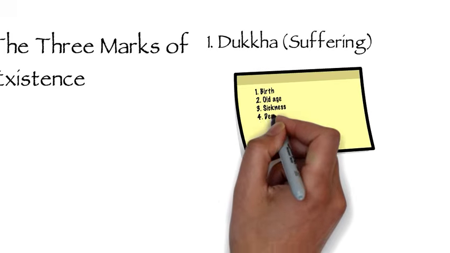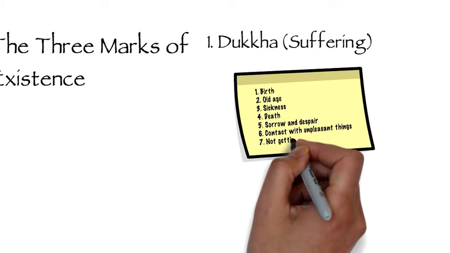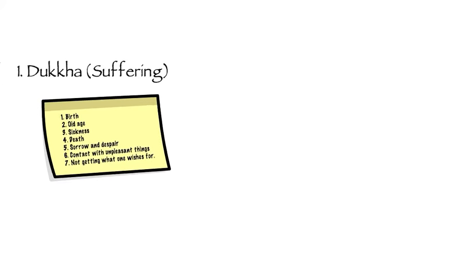These are 1. Birth, 2. Old age, 3. Sickness, 4. Death, 5. Sorrow and despair, 6. Contact with unpleasant things, and 7. Not getting what one wishes for.